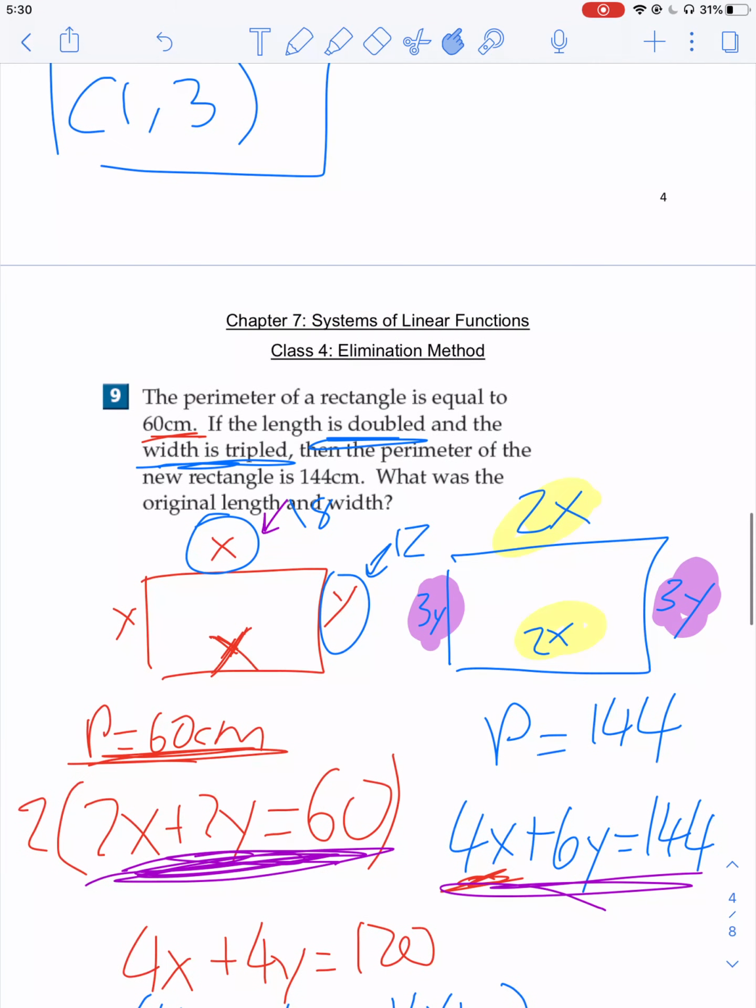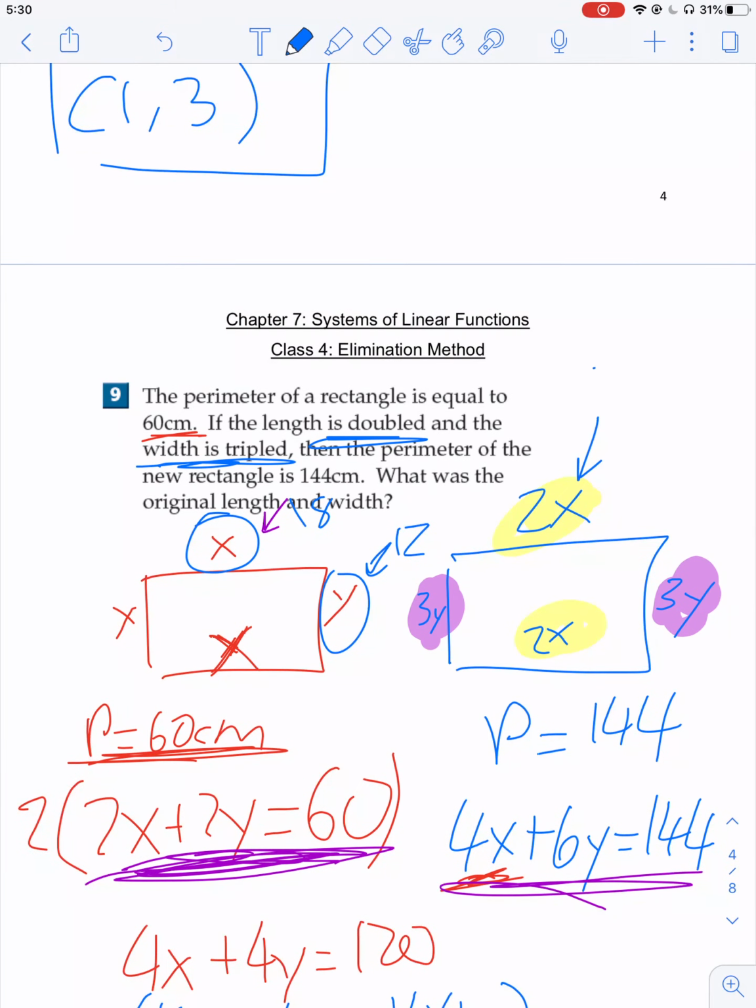So if this is 18, then this has to be 36, right? Let me just double check. 18 times 2 is 36. And then the other guy will be 12 times 3, which is also 36. So just do 36 plus 36 times 2, and that's 144. Yeah, so this does work out.